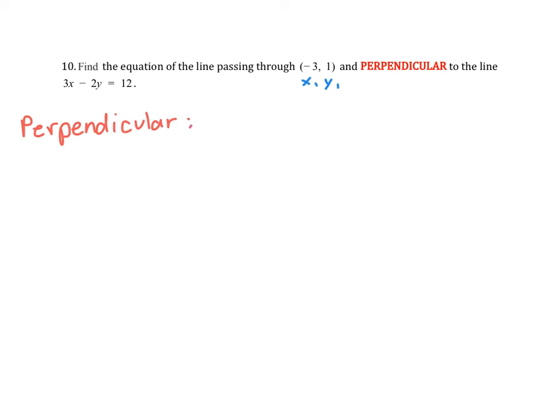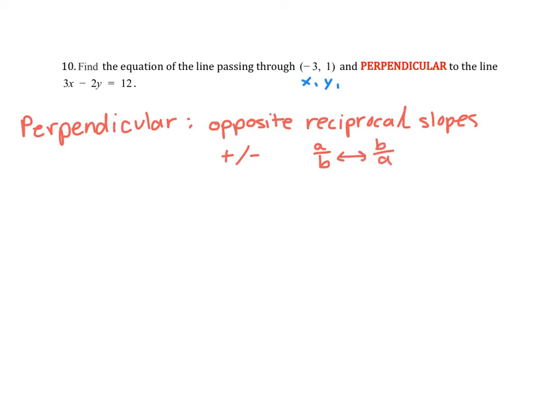So perpendicular, when you're working with linear equations, means that the two lines have opposite reciprocal slopes. So opposite meaning one is positive and one is negative, and reciprocal meaning you flip the numerator and denominator. So it has to have both parts.